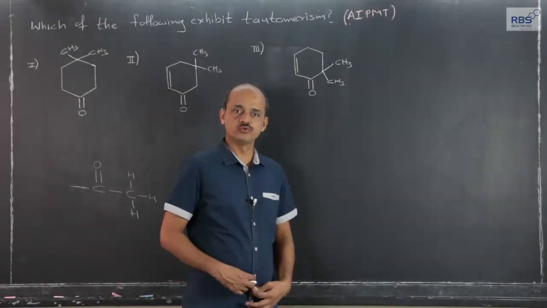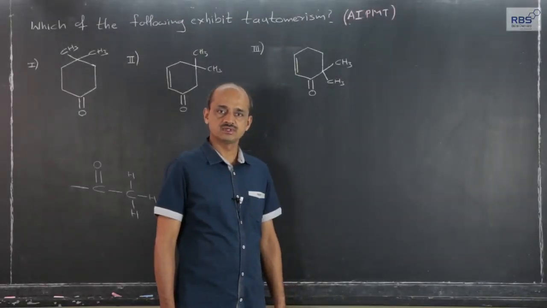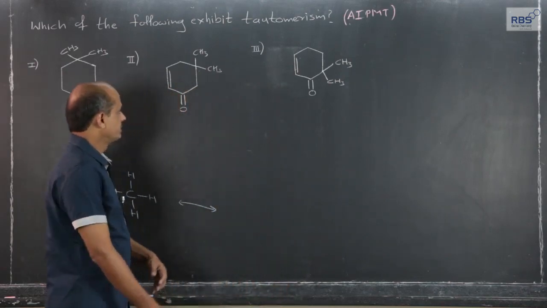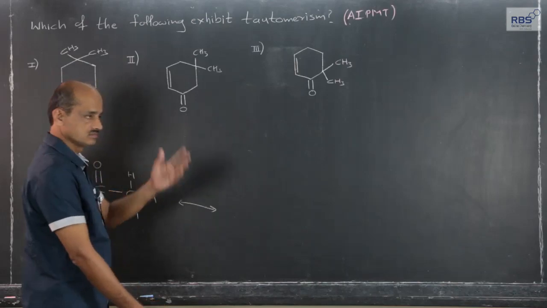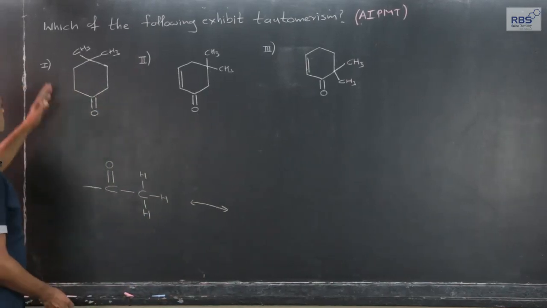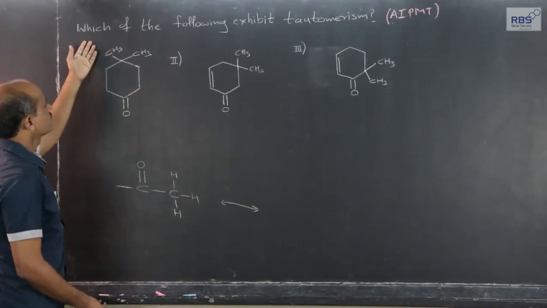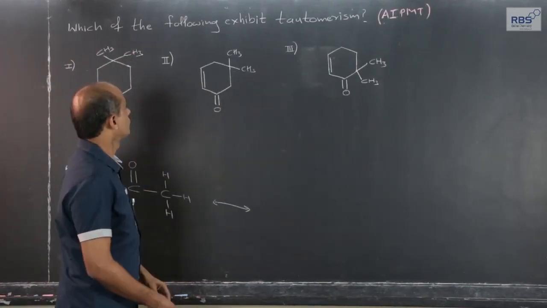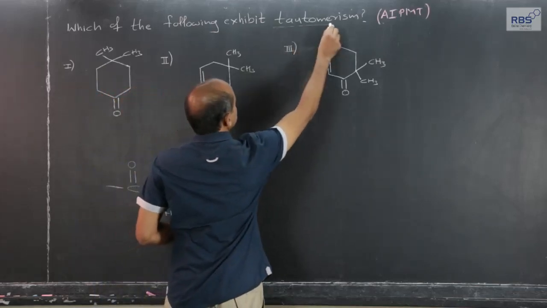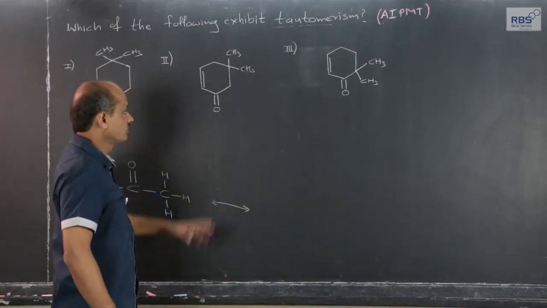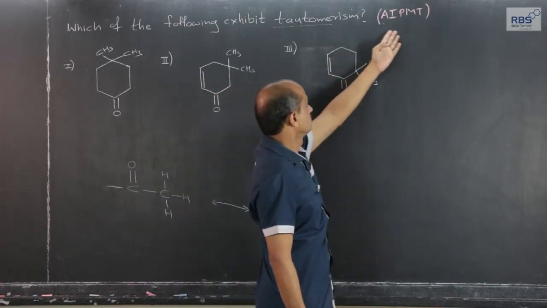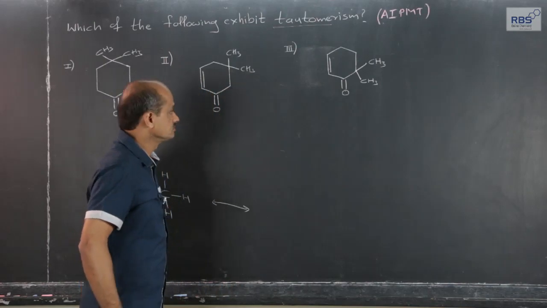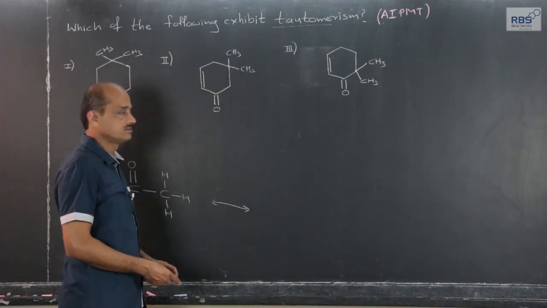Dear friends, let us continue with one more multiple choice question, MCQ. We have been considering a few. Now, let us continue with this. Which of the following, these are the three, Roman 1, 2, 3, which of the following exhibit tautomerism? This was asked in one of the AIPMT pre-medical tests, all India. Now it is NEET.